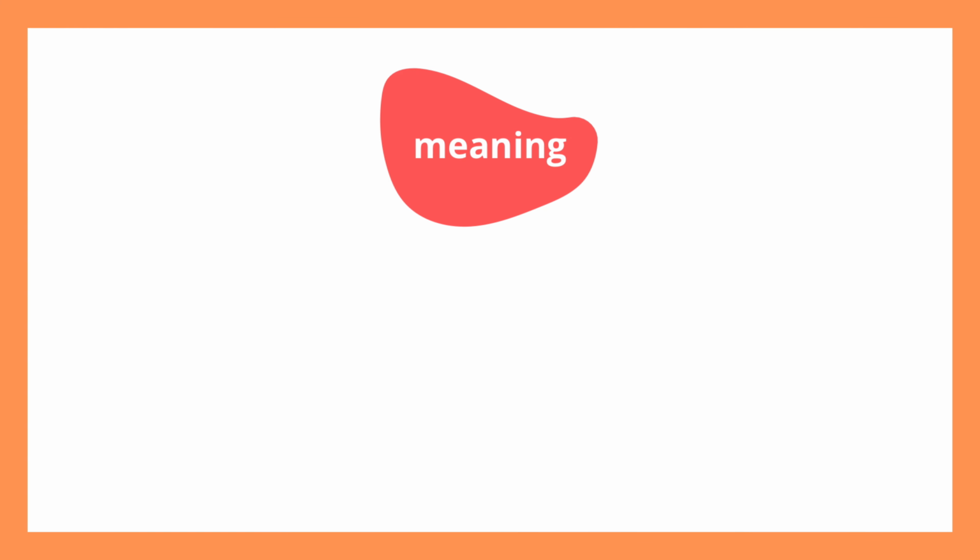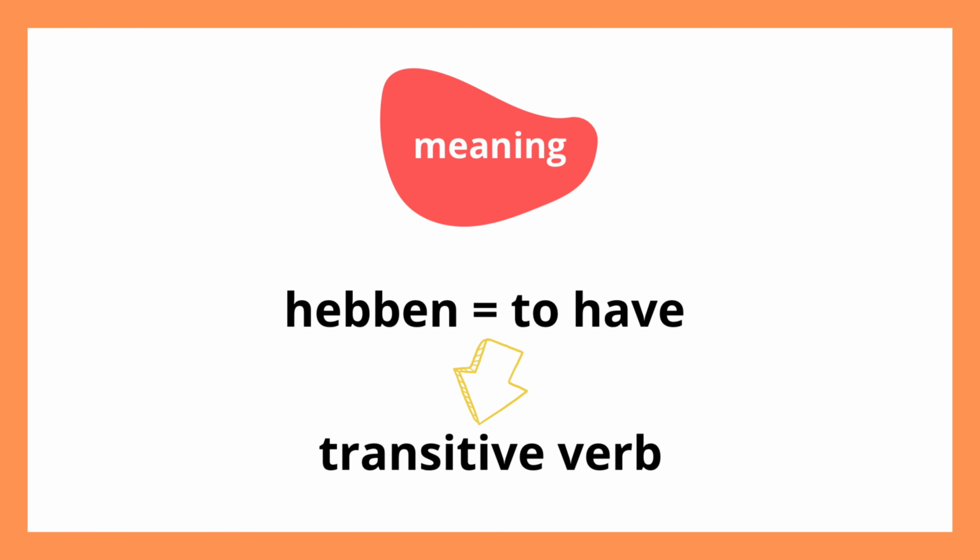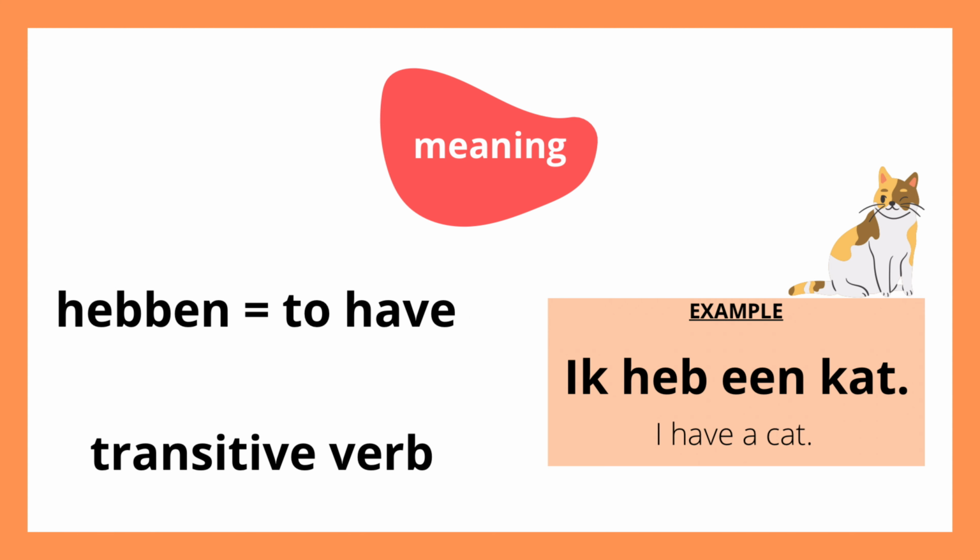Let's talk about the meaning of the verb hebben. In English, hebben is equivalent to the verb to have. It is a transitive verb meaning that it takes an object in the sentence. For example, ik heb een kat means I have a cat, where kat is the object of the sentence.